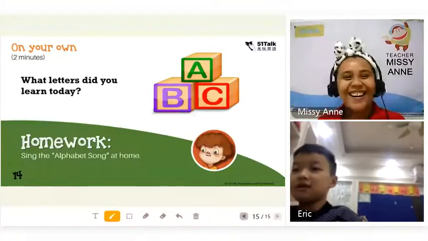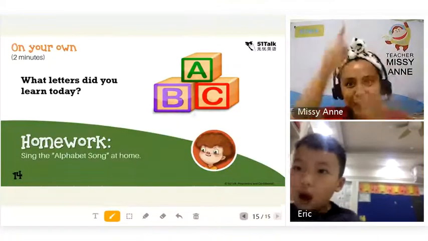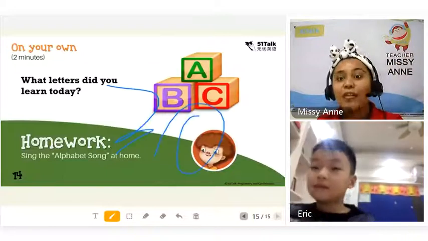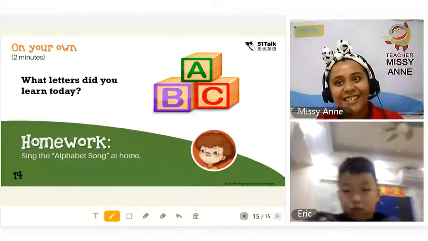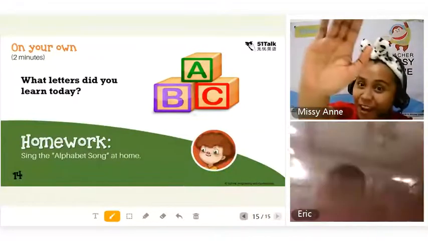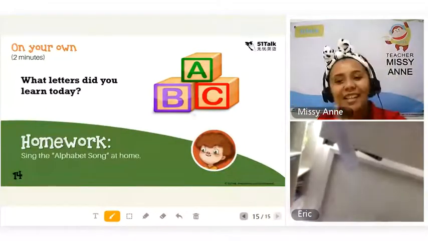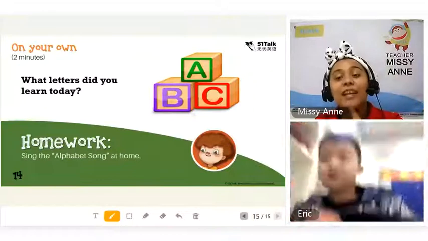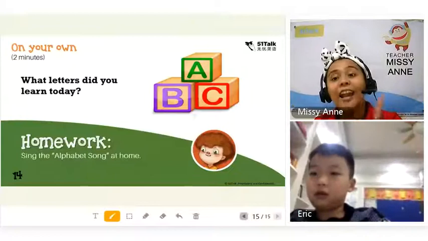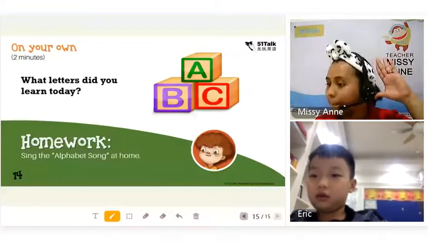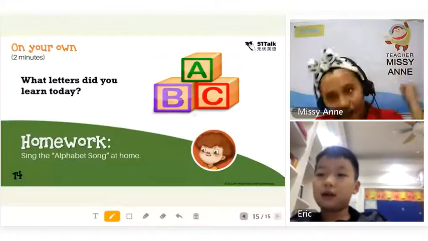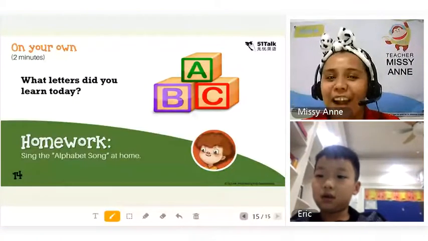1, 2, 3, 4, 5! Okay, Eric, very good today! You know your letters and you can read well. Yes, you got 30 stars! High five, Eric, high five! You are fantastic! Just continue to practice. Practice saying the word egg, egg, egg. That's correct! Good job, Eric!